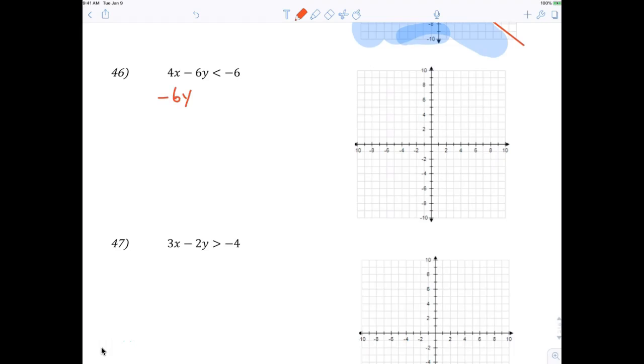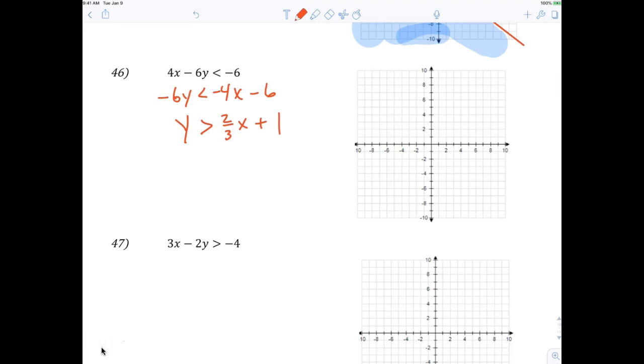Negative 6y is less than negative 4x minus 6. Dividing by negative 6, y is greater than 2/3 x plus 1. Guys, come on. I'm not interested in playing around. I don't like it. No playing around. Just math, 100% of the time. Any issues with y is greater than 2/3 x plus 1?